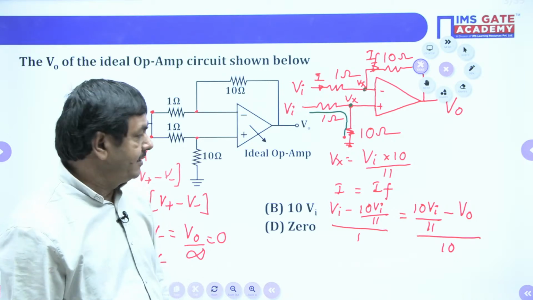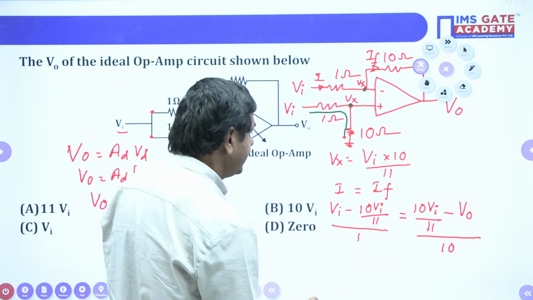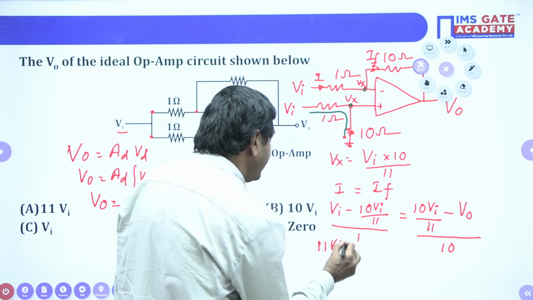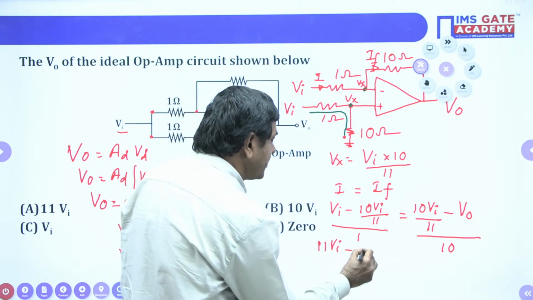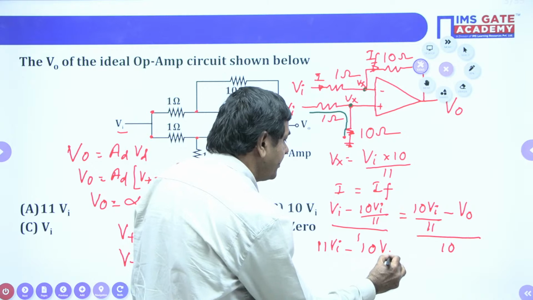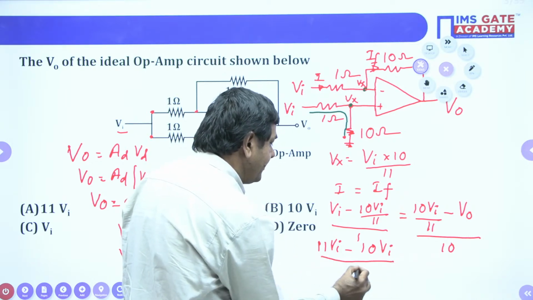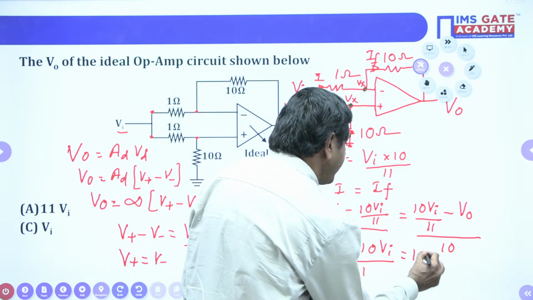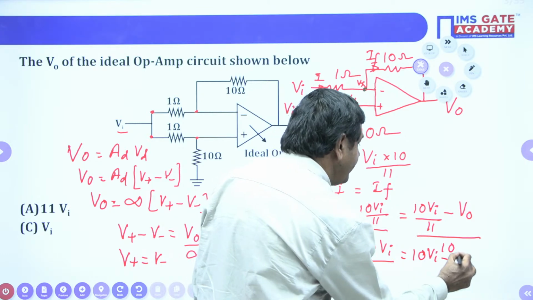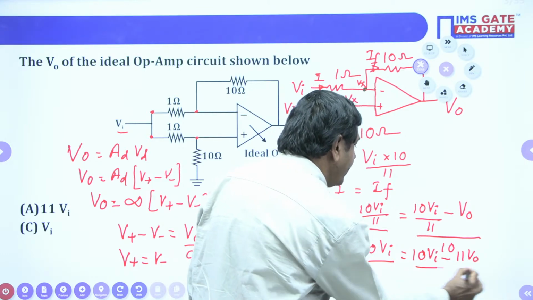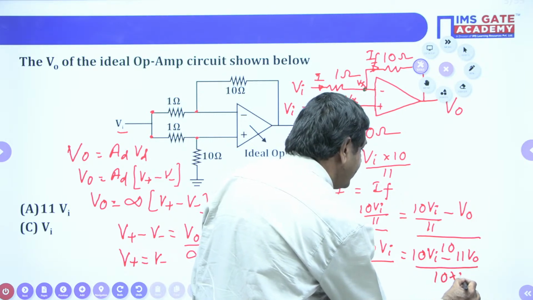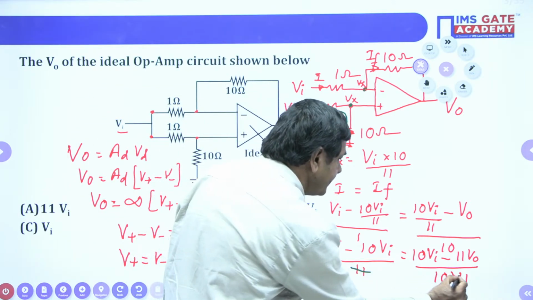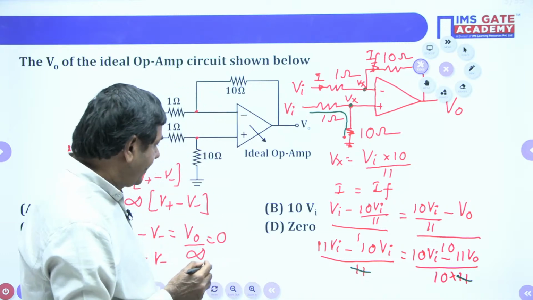This I want to simplify. In what way can we simplify? Here 11 into Vi, 11 Vi, minus 10 Vi, divided by 11. On this side we get 10 Vi minus 11 V naught, divided by 10 into 11. On both sides I can cancel 11 and 11. These two values I can cancel. Finally, what can I get now?